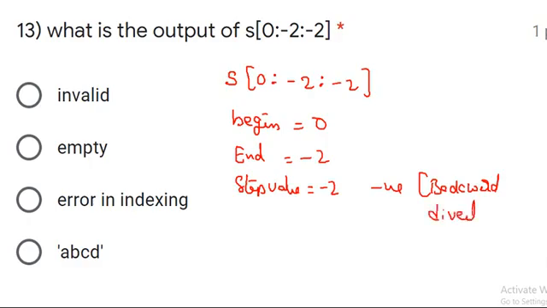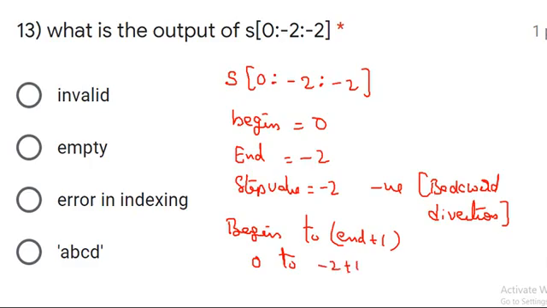Backward direction. When it is a backward direction, from which index to which index you will travel? From begin to end plus 1. If it is a backward direction, it is end plus 1. If it is a forward direction, it is end minus 1. Please, every time I am telling. So what is begin? 0 to, what is end plus 1? End is minus 2, plus 1, so minus 1. So what will happen? 0 to minus 1. So from where to where you have to travel? 0 to minus 1. Already, this type of example we have discussed in the previous one.